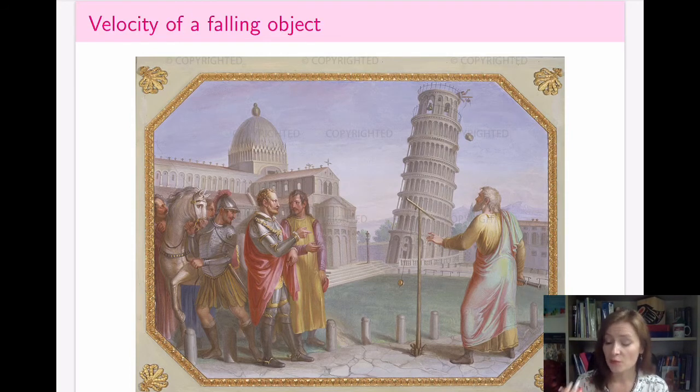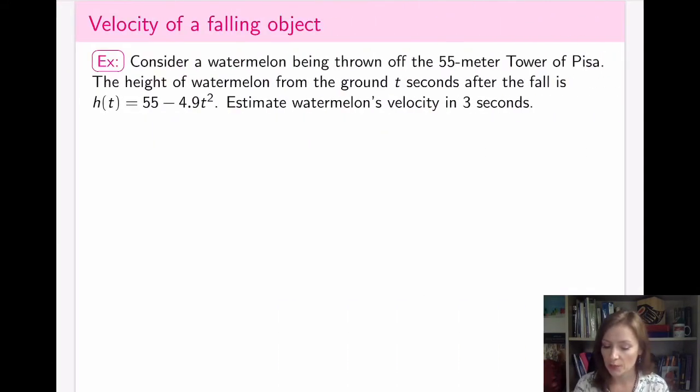Now, a variety of experiments have also allowed us to come up with formulas that describe how objects fall or how gravity actually affects all the objects, and we will derive these formulas later in the course, but now we're just going to use them. So let's take a look here. Consider a watermelon, because if you're going to drop something off the Leaning Tower of Pisa, why not a watermelon? And it's being thrown off the 55-meter Tower of Pisa. The height of the watermelon from the ground t seconds after the fall is described by this formula.